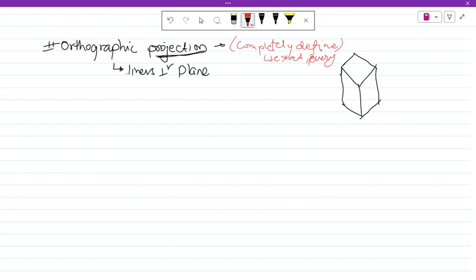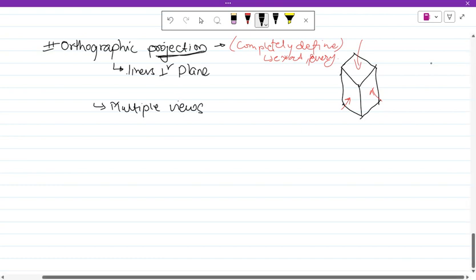The very first way is I see it from here. I project this length on a screen, I project this length, and I project this length. I look at it from multiple views. The second is I look at this object exactly the way I am looking at it.